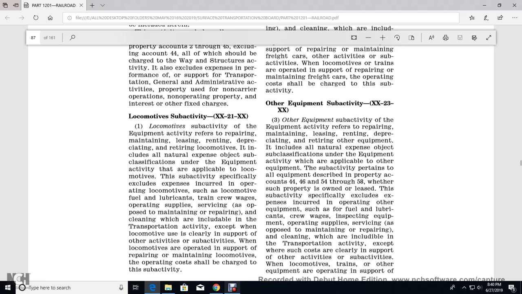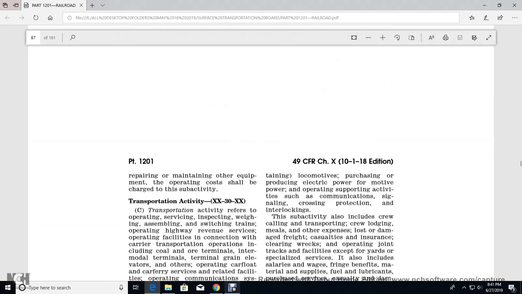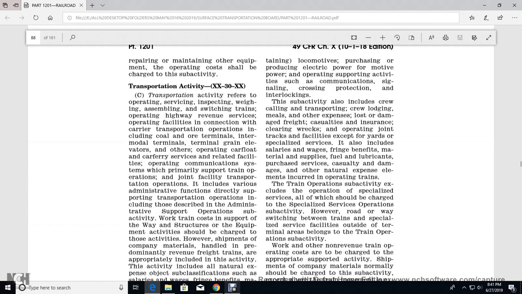whether such property is owned or leased. The sub-activity specifically excludes the expenses incurred with the operating of other equipment, such as the fuel and lubricating, the crew rates, the inspection, equipment, the operating supply, and servicing, as opposed to the maintaining, the repair, cleaning, which are includable with the transportation activity, except where the costs really support the activities of sub-activities with sub-locomotive trains or other equipment operating in the support, repairing, maintaining other equipment. The operating costs shall be charged to the sub-activity.